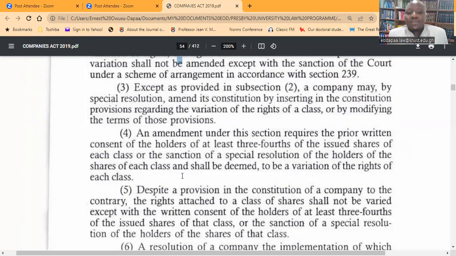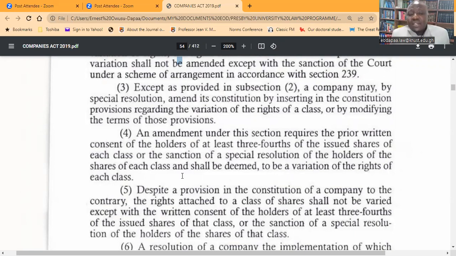that an amendment under this section requires the prior written consent of the holders of at least 3/4 of the issued shares of each class, or the sanction of a special resolution of the holders of the shares of each class, and shall be deemed to be a variation of the rights of each class.